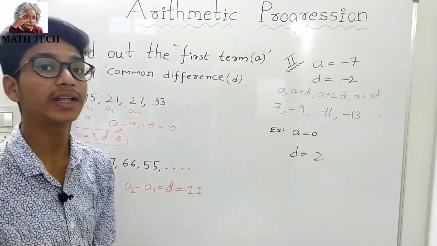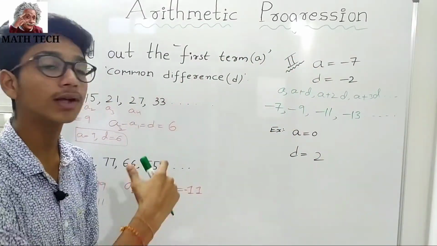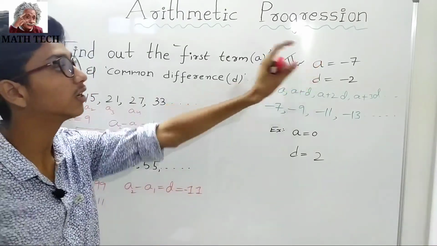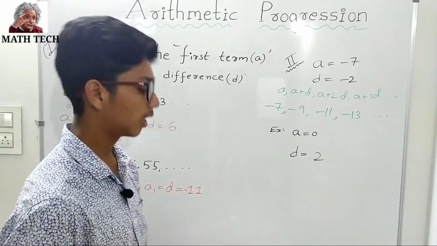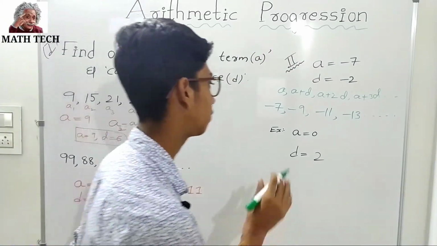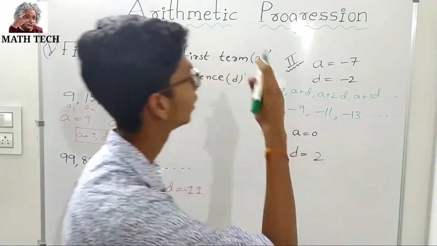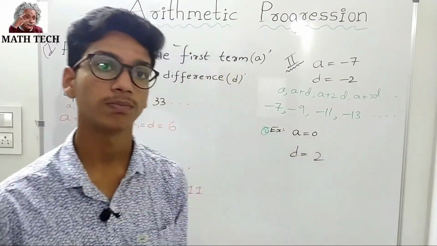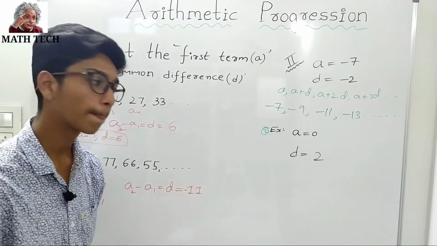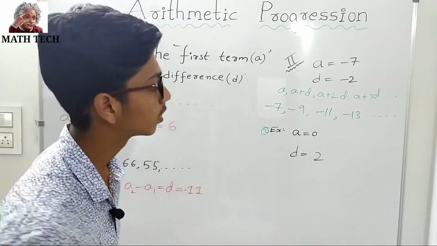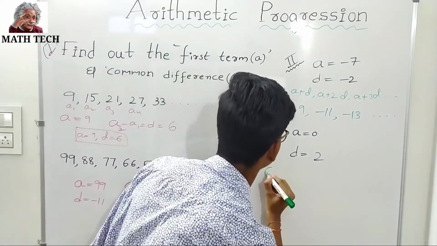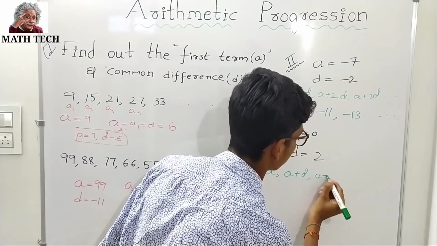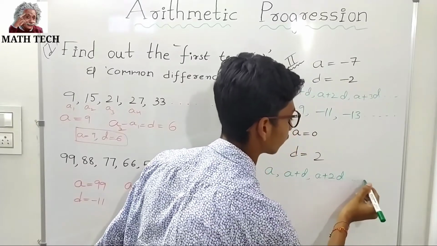This is the way of finding the arithmetic progression if the first term and the common difference are given. Now example 2, in bit number 2: a is equal to 0 and d is equal to 2. The first term is 0 and the common difference is 2. The first term is 0. The general form is a plus d, a plus 2d, and it goes on.